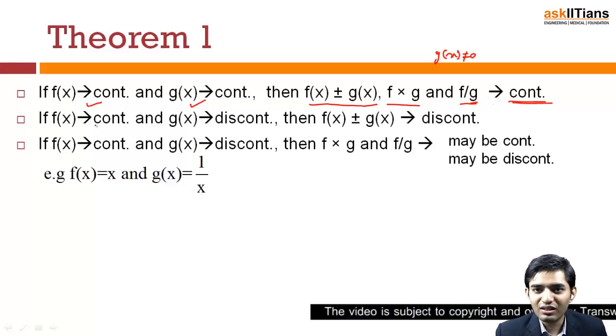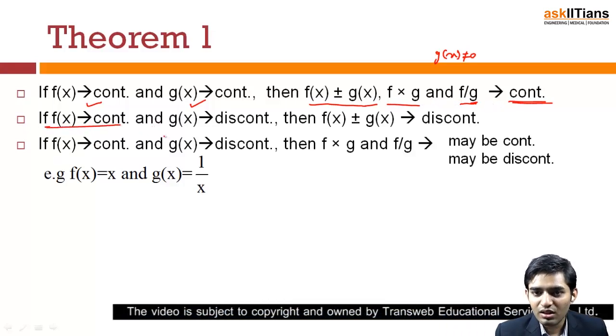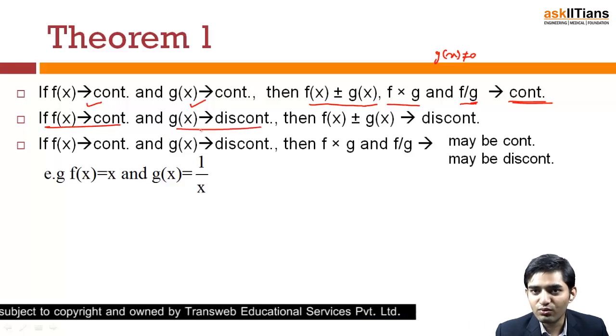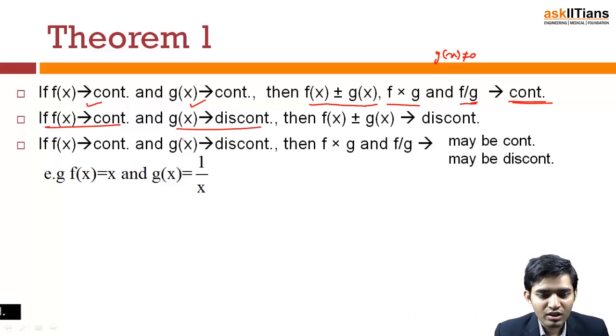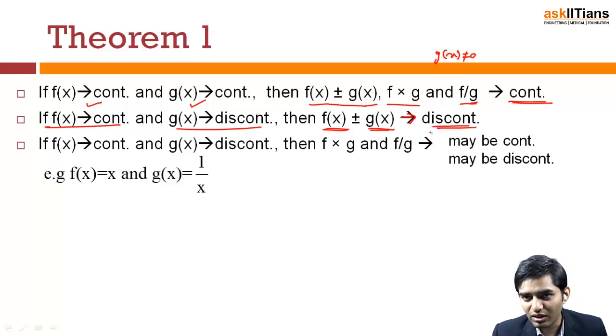The second part is if f(x) is continuous but g(x) is discontinuous. So there is one function which is continuous and another function which is discontinuous. If I add or subtract a continuous function and a discontinuous function, then the resultant will also be a discontinuous function. So the addition of one continuous and one discontinuous function will be a discontinuous function.